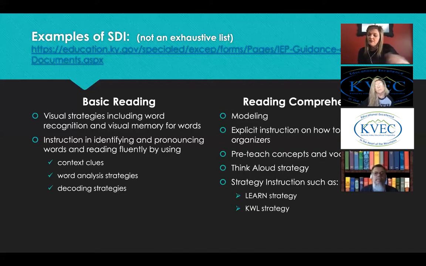LEARN stands for list what you know, explore what you want to know, access your information, reflect on your learning, and now make connections. So as you go through, you would fill that out as you read your passage or reading selection. The KWL is only 3. It's list what you know, list what you want to know, and then at the end you list what you learned. It's set up the same way.